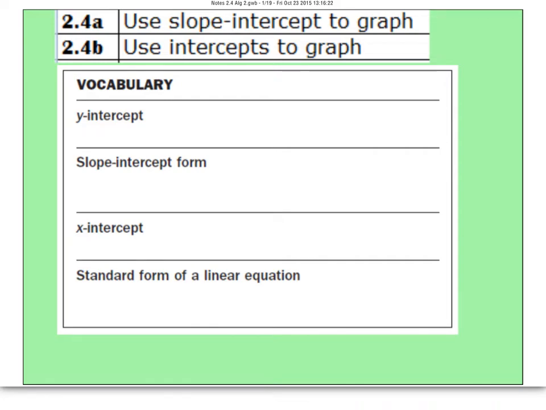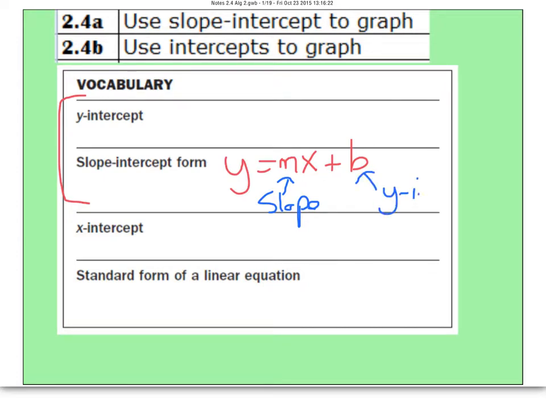In Learning Objective A, we're going to use the slope-intercept form of a graph to actually graph a line. So let's first talk about what that is. The slope-intercept form is y equals mx plus b, where the m stands for the slope and the b stands for the y-intercept.